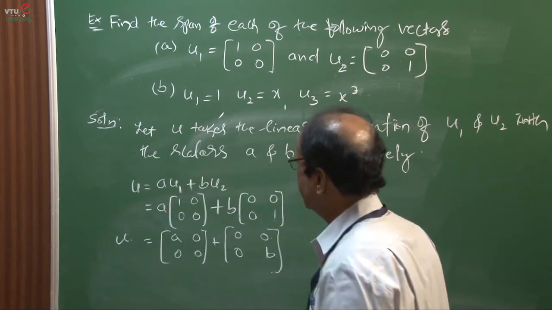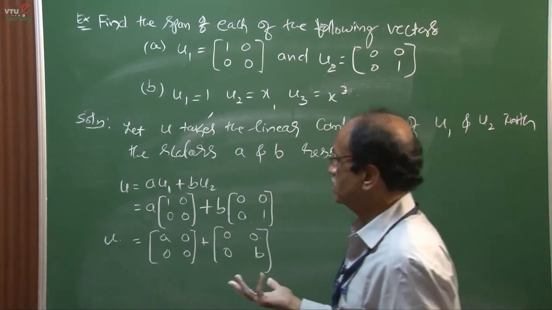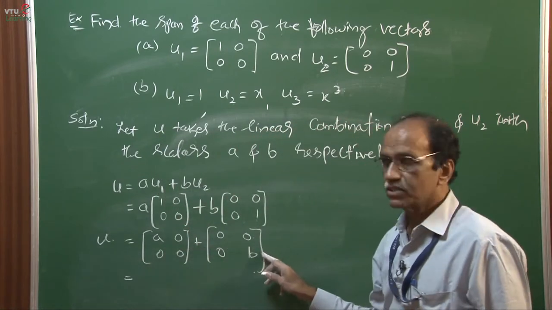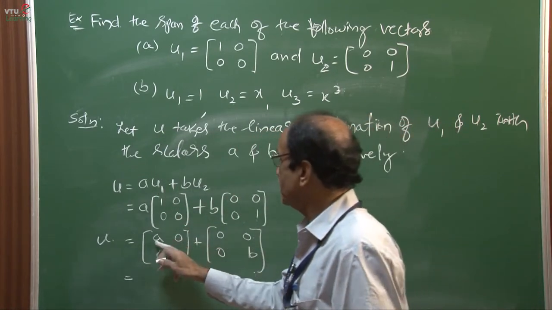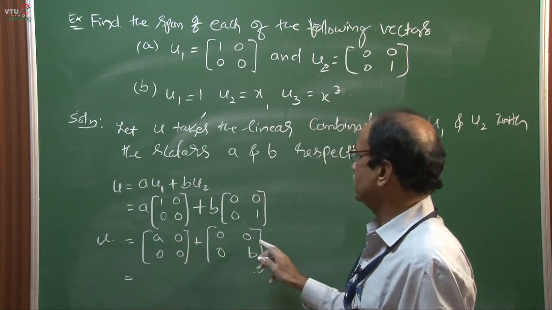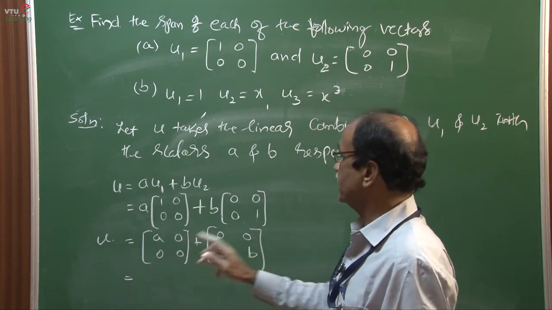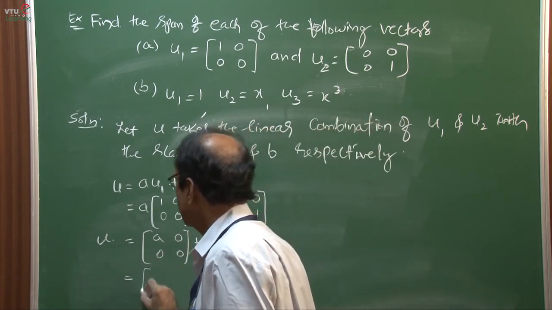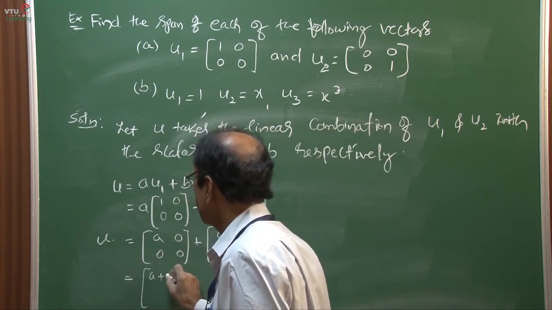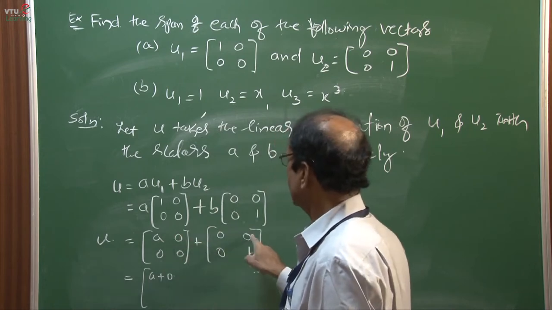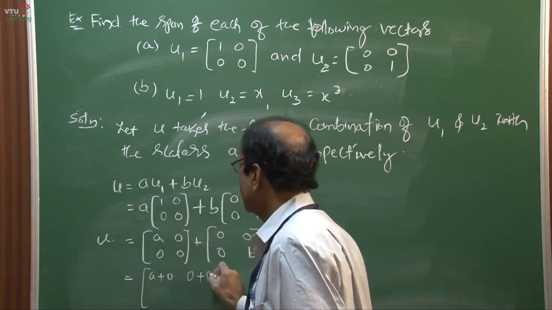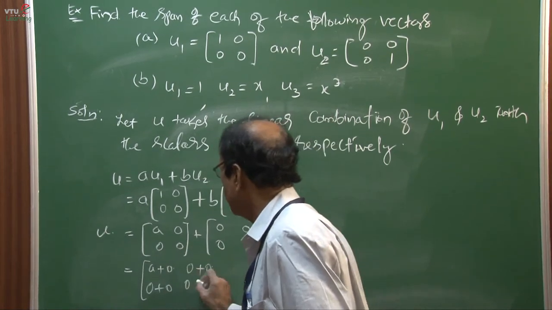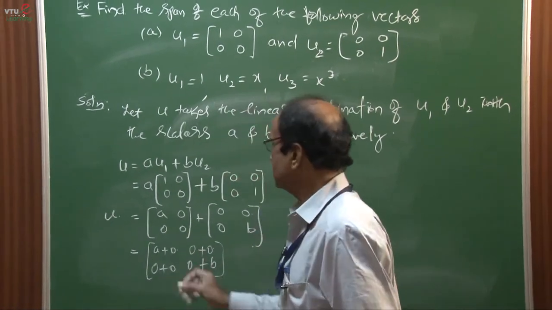Then we take the corresponding additions, that means corresponding elements inside the matrix with addition. That means first element with first element, second element with second element, and this is first column, second element, like that. So, inside the matrix, A plus 0 and then 0 plus 0, next 0 plus 0, next is 0 plus B. Then what is the simplification?